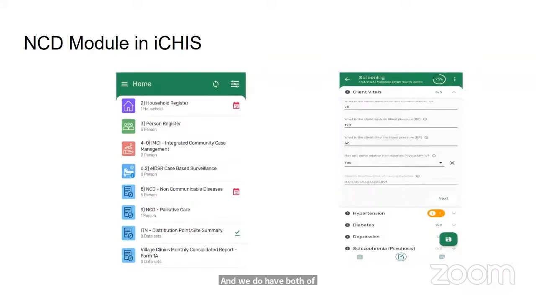This is just an example of the NCD module in the iQs. These are some of the information that we look for. There's the household register, personal register, and then the non-communicable disease, and now we are also looking into NCD palliative. So we are trying to align most of the work that we're doing to the palliative program. Pertaining to screening, we have the screening questions for hypertension, diabetes, depression, and schizophrenia. So this is just a start.